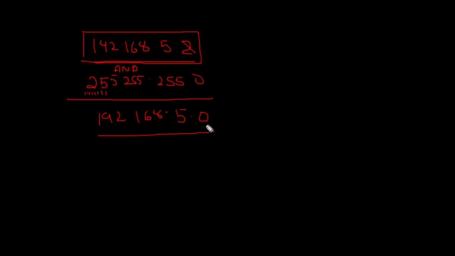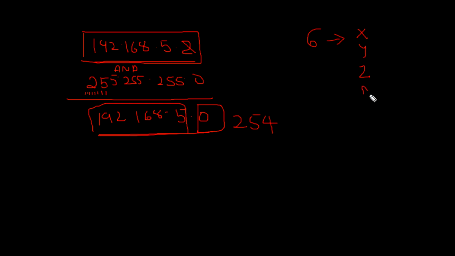So to subnet this network, how many hosts are possible here? 254 hosts are possible in this network. But I have 6 branches: branch X, branch Y, branch Z, branch A, branch B, branch C. And each branch has a capacity of 30 computers.